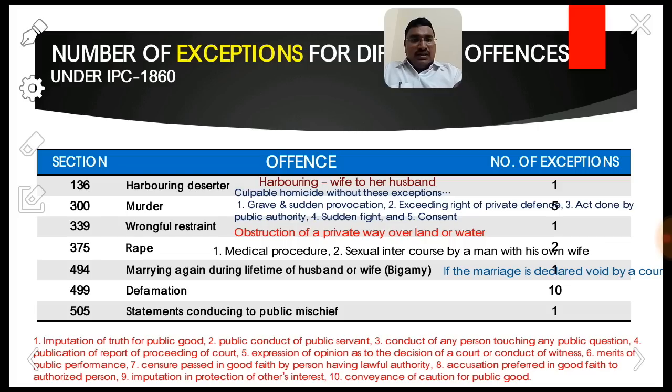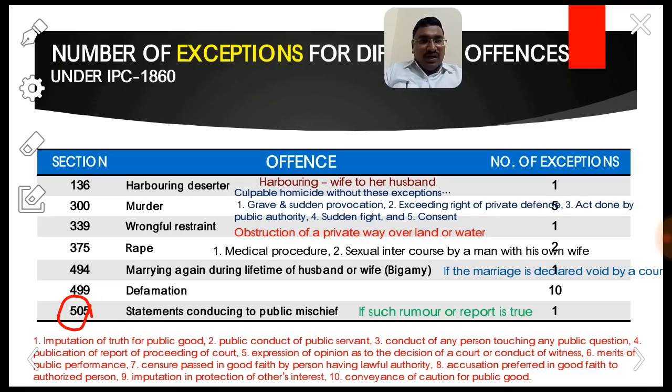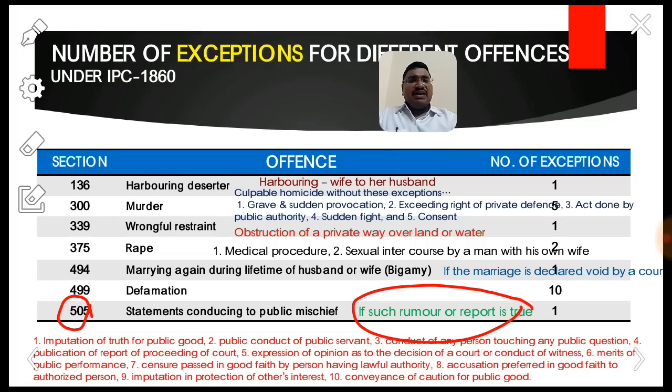Next, the statements conducing to public mischief have one exception under section 505. If the rumors conducing to public mischief, or such a report, is true, then it is not an offense under section 505. These are the exceptions for different offenses under various sections under IPC 1860.